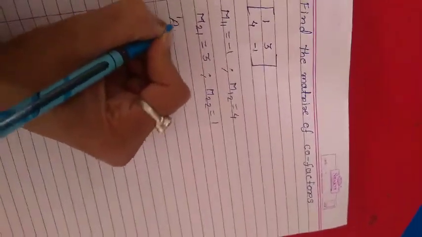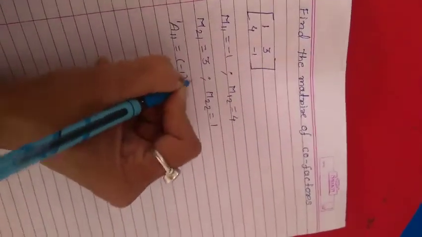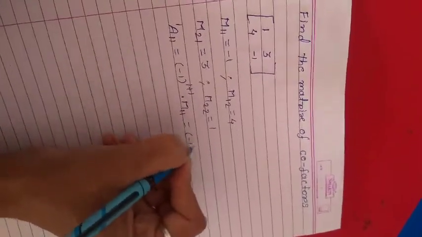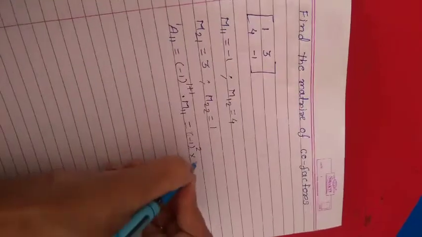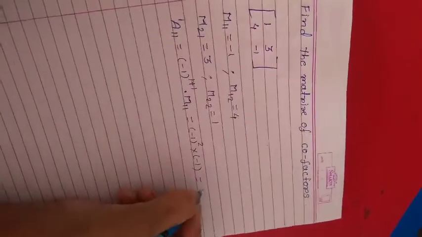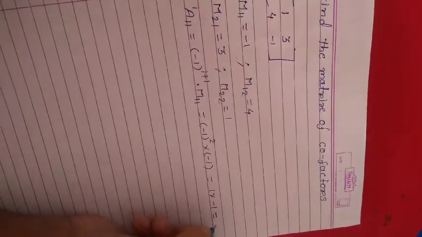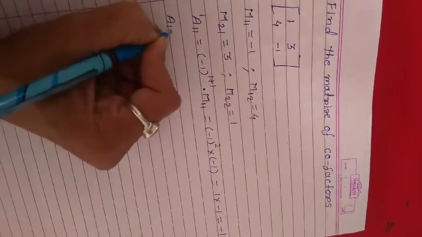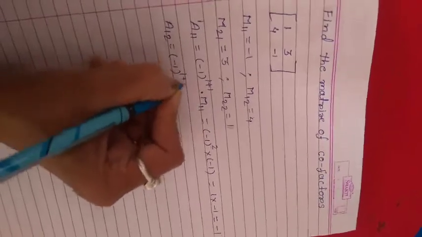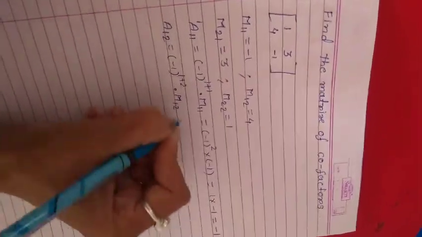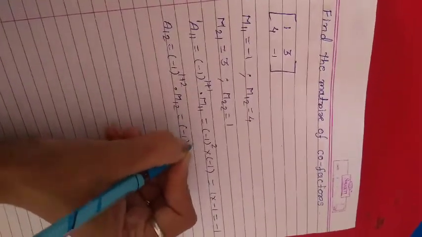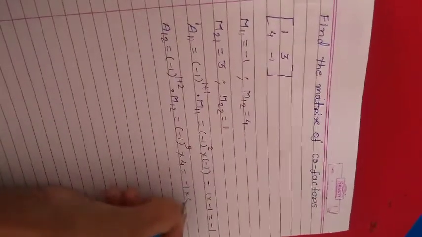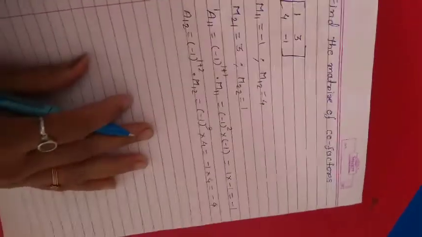Now we will find a11. So -1 to the power 1 plus 1 into m11. So -1 to the power 2 into m11 is -1. So this is 1 into -1 means -1. Now a12 is -1 to the power 1 plus 2 into m12, which is equal to -1 to the power 3 into m12. m12 is 4. So -1 into 4 means -4.